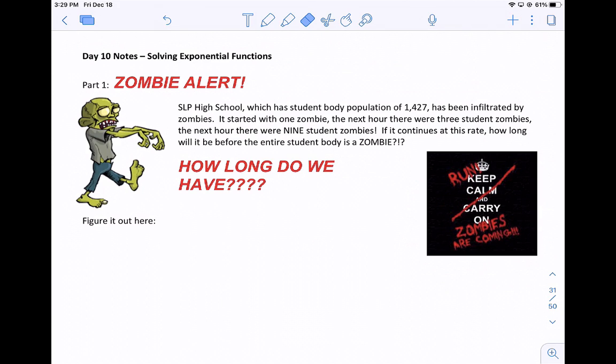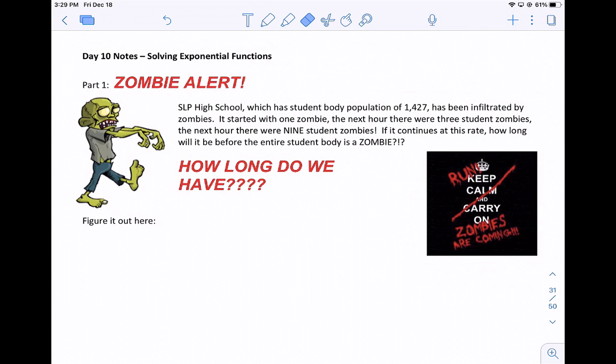Today we'll learn how to solve an exponential function in a method other than guess and check. So our first problem, zombie alert. SLP High School, which has a student body population of 1,427, has been infiltrated by zombies. It started with one zombie. The next hour there were 3 student zombies. Then the hour after that, 9 student zombies, and so on. If it continues at this rate, how long will it be before the entire student body is a zombie?